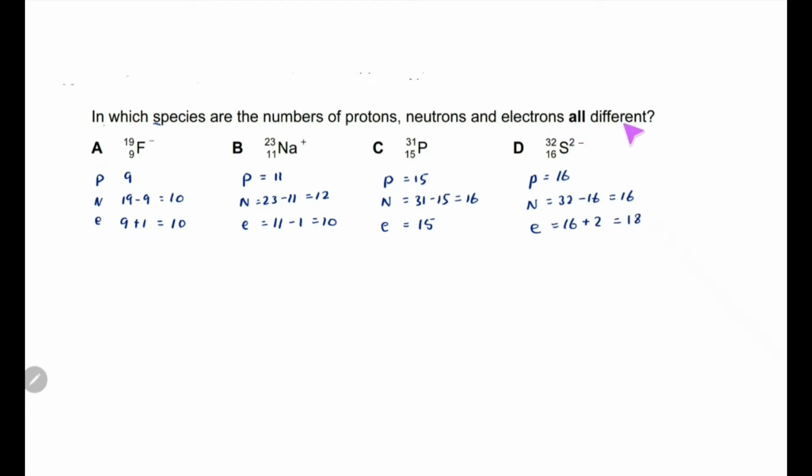Now search for all different values. In the fluoride ion, the neutrons and electrons are the same, so it's not our choice. Here in sodium, 11 protons, 12 neutrons, 10 electrons, so this is our choice, in which all are different.